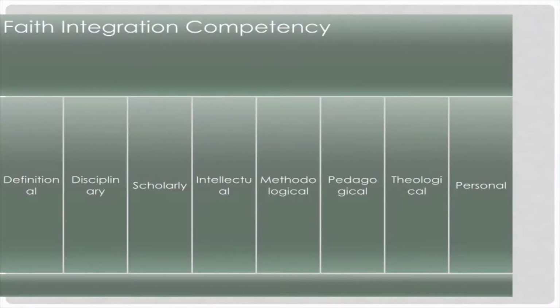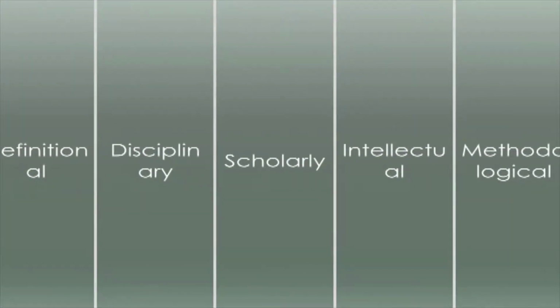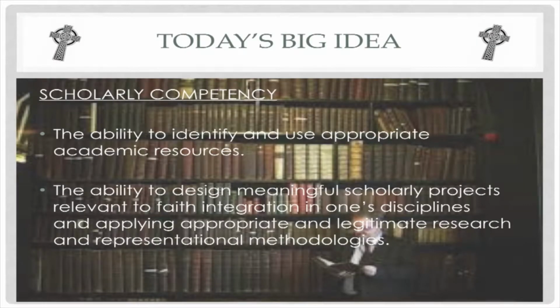So God first is important, but in our disciplines we start with the work that's before us and our assignment, and that helps us to get oriented on faith integration. So what's this scholarly competency? It really has 2 parts. Let me introduce you to the 2 parts. Part 1 is the ability to identify and use appropriate academic resources. There are resources available to us that make faith integration work in thoughtful kinds of ways. So that is going to be the emphasis today.